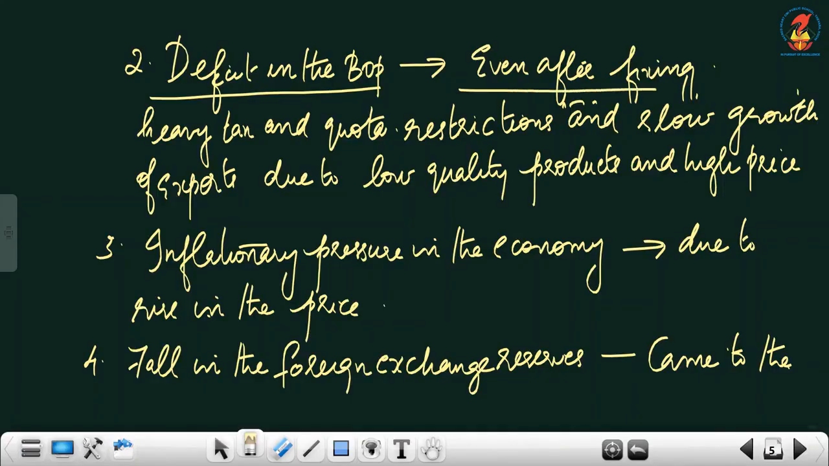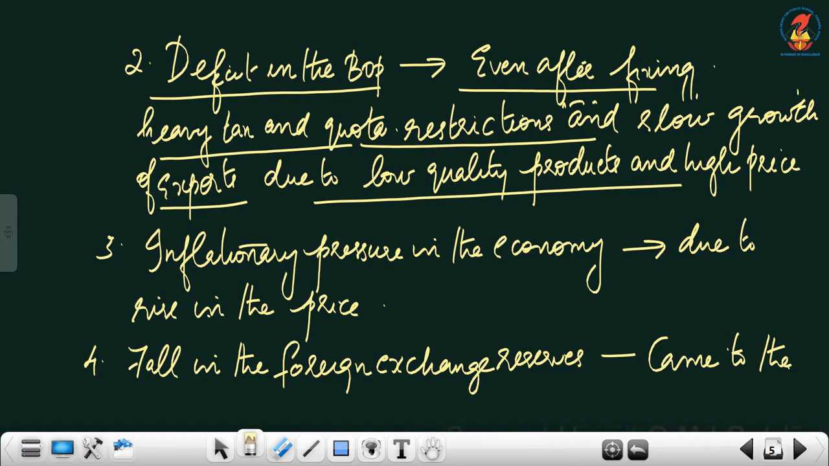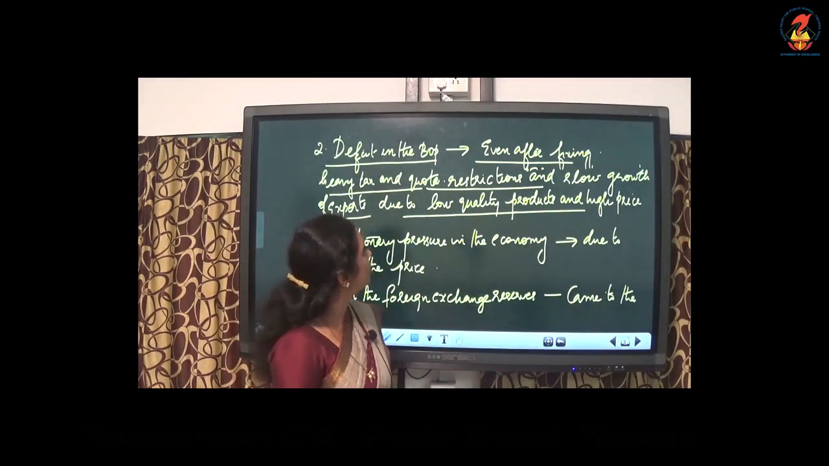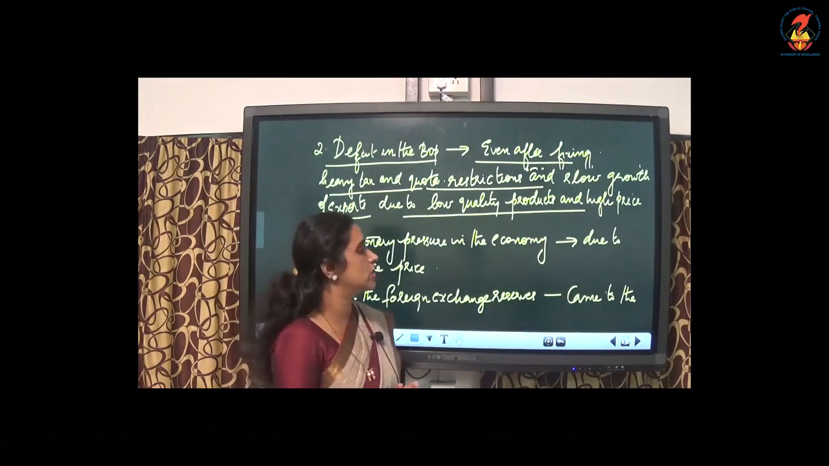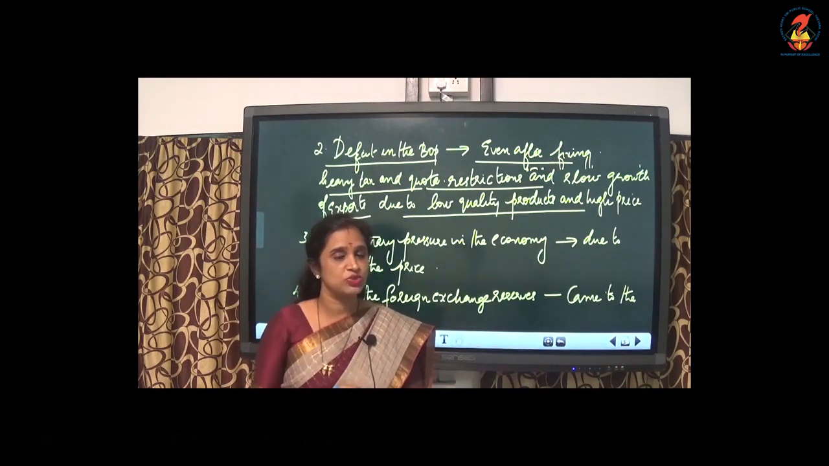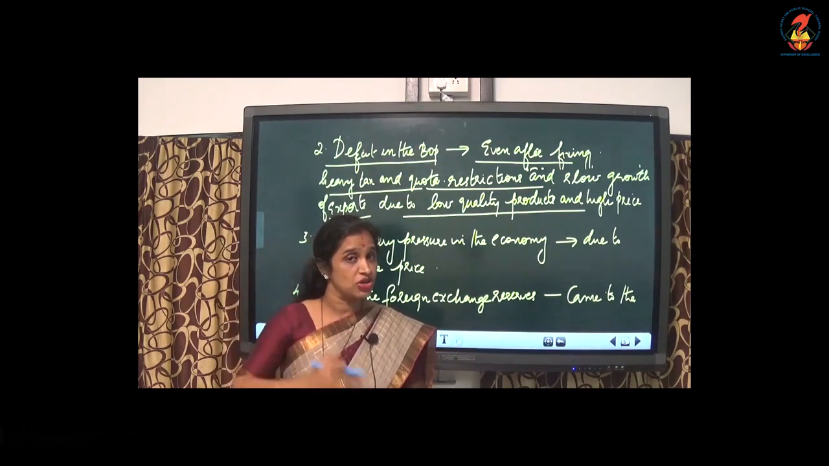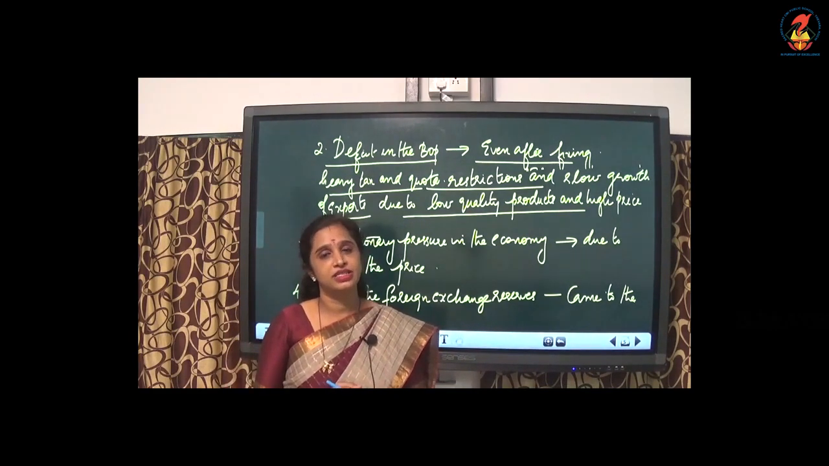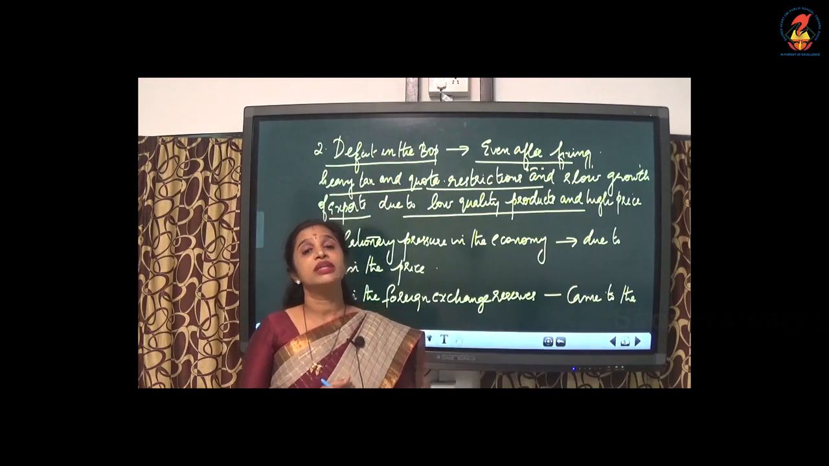Even after fixing heavy tax and quota restrictions, there was slow growth of exports due to low quality products and higher prices. These are the reasons which come under the balance of payment. Let us see them one by one. Even after fixing heavy tax and quota, what is meant by that? Quota restrictions were made by the government. What was that quota restriction? It was a quota restriction on imports. Imports from other countries were not encouraged because the government feared foreign interference.